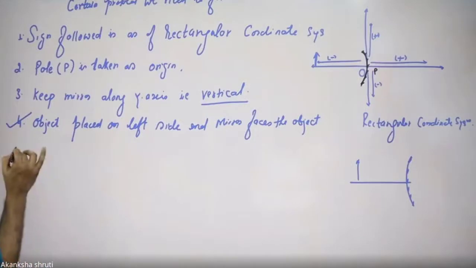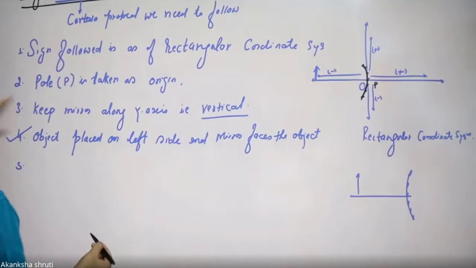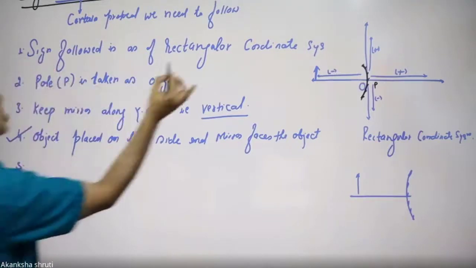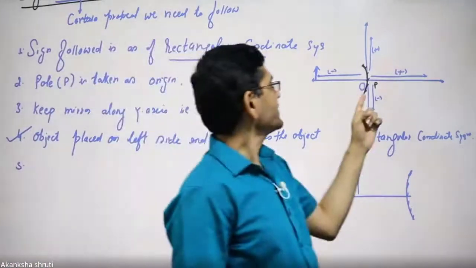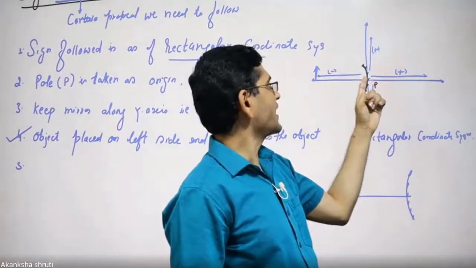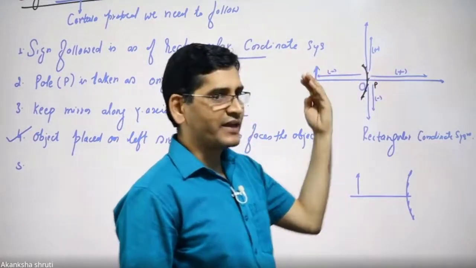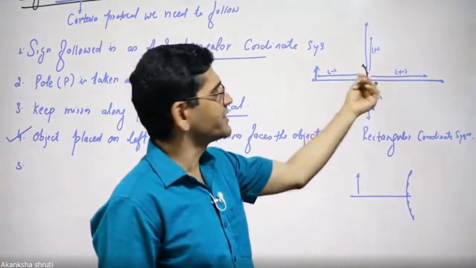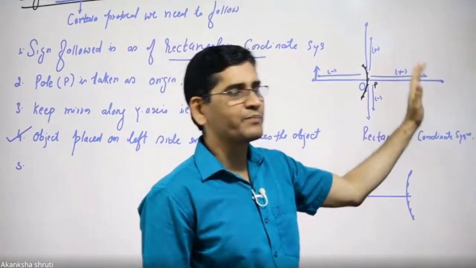Then the next convention or next rule is, after these three things, means 2, 3, 4, we have to apply step 1, means the rectangular coordinate system. A student, our mirror is placed with the pole coinciding at the origin and facing leftward. It means what? All the distances on the leftward of this mirror will be taken negative. All the distances on the rightward will be taken positive.